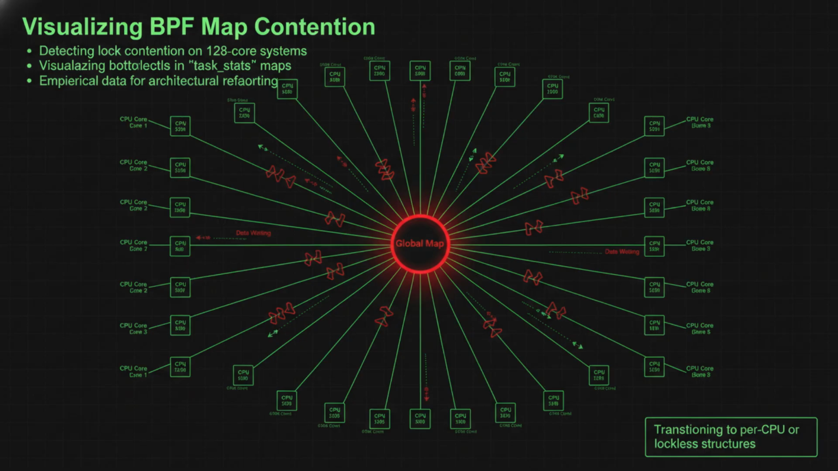The solution might be to move to per-CPU maps or to use lockless data structures. This insight is purely architectural. You aren't just fixing a bug, you are redesigning the data flow to support higher throughput. The tracepoint provides the empirical evidence needed to justify such a significant refactor to stakeholders.